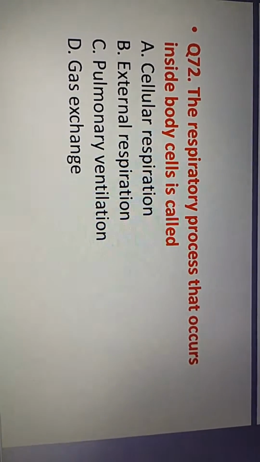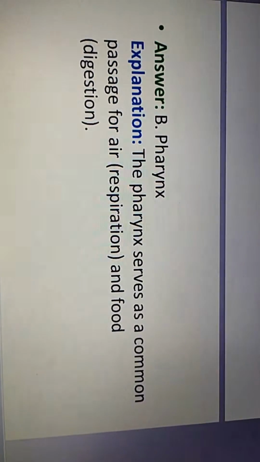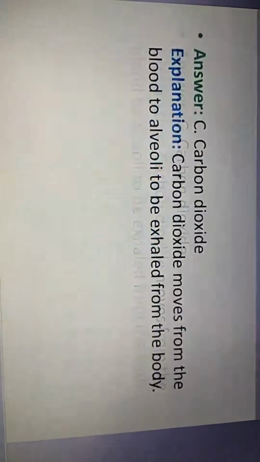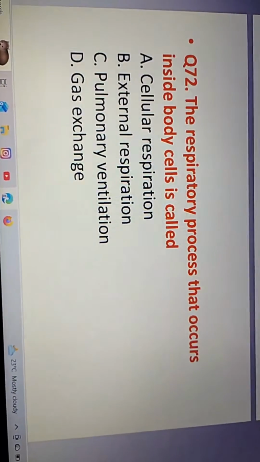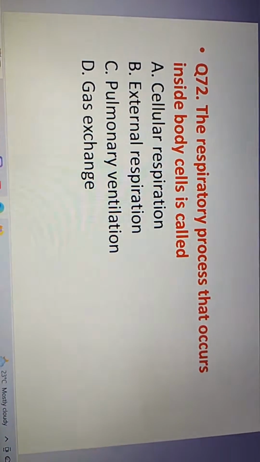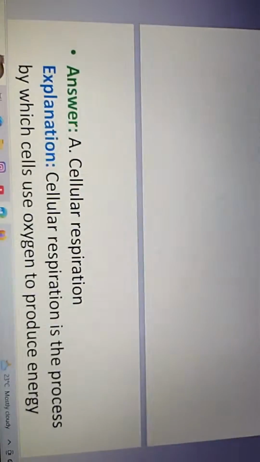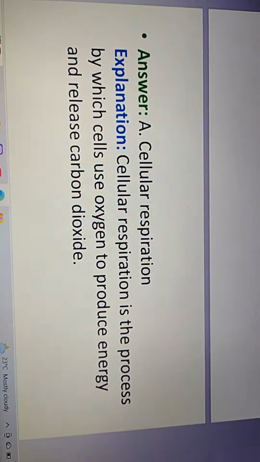Then, the respiratory process that occurs inside the body cells is called cellular respiration, external respiration, pulmonary ventilation, or gas exchange. The correct answer is option A cellular respiration. Cellular respiration is a process by which cells use oxygen to produce energy and release carbon dioxide.